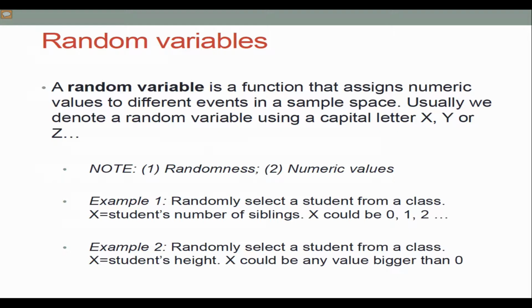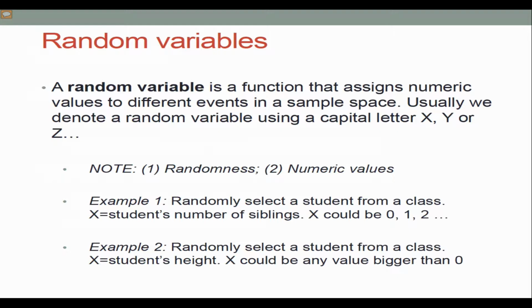For example, if I draw a sample from you guys, and I ask the height for this student, this height could vary from sample to sample. It's random, and it's going to be represented by a numerical value. So this is a random variable. Another example, for this student, I ask the number of siblings. It's again a random variable because it's random. Different students have different answers, and the value is numerical. Is that okay?